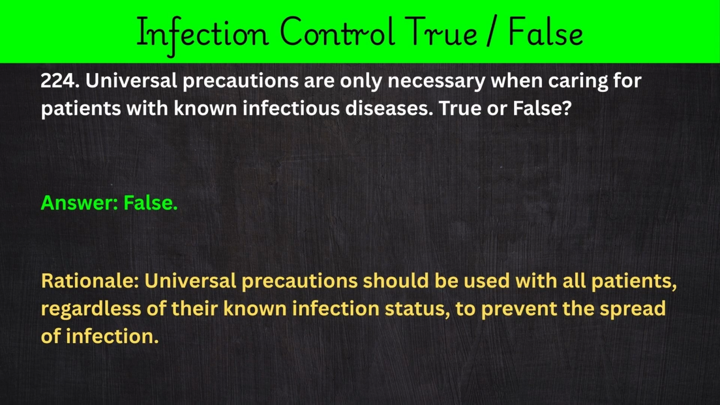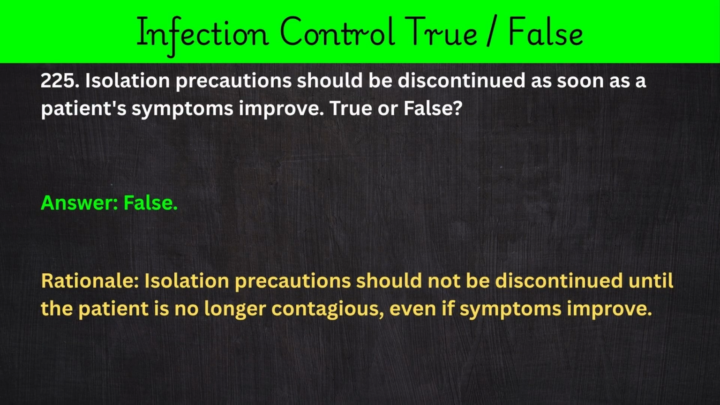224. Universal precautions are only necessary when caring for patients with known infectious diseases. True or false? Answer: false. Rationale: universal precautions should be used with all patients, regardless of their known infection status, to prevent the spread of infection.